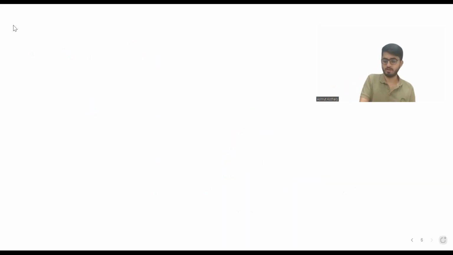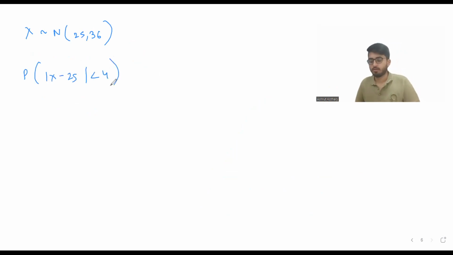Let us solve one question. Again, I'm solving very few questions right now, just the ones which are helping us to understand a particular result. We are solving that only in this particular lecture. In a separate session, focus would be given on the various numericals as well. So say x follows normal 25, 36, and I want to calculate this probability: probability mod of x minus 25 is less than 4.